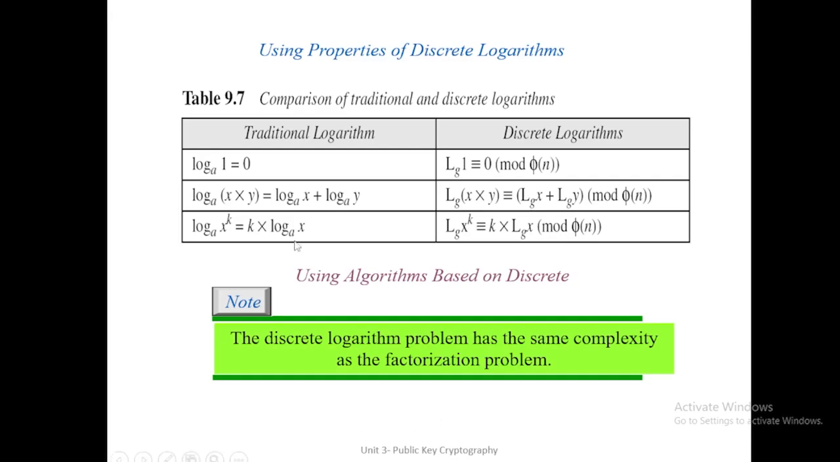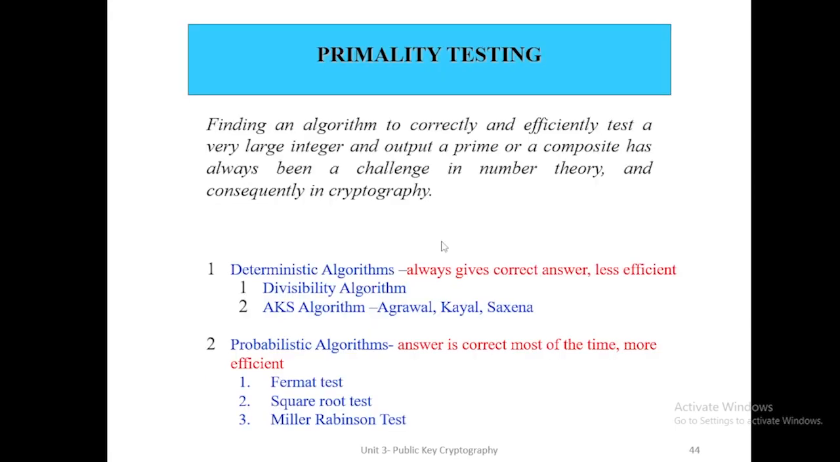So this is the traditional logarithm. Its corresponding discrete logarithm should be written like this. Log of x into y can be rewritten as log x base a plus log y base a. In the discrete logarithm, we can use mod operations, mod phi of n. Like that, the discrete logarithm and the factorization problem can be implemented.